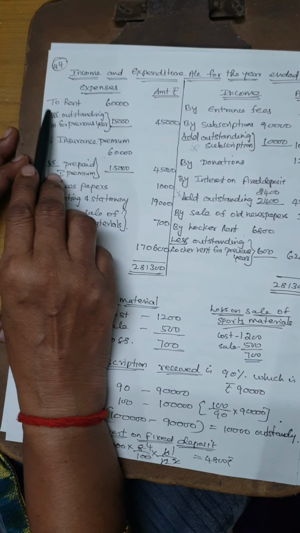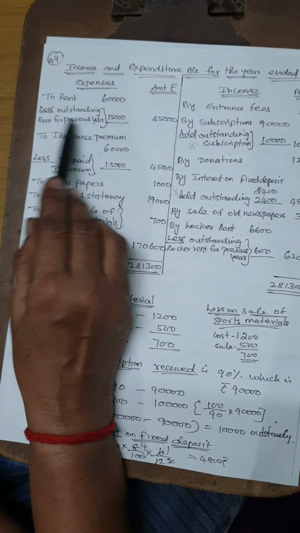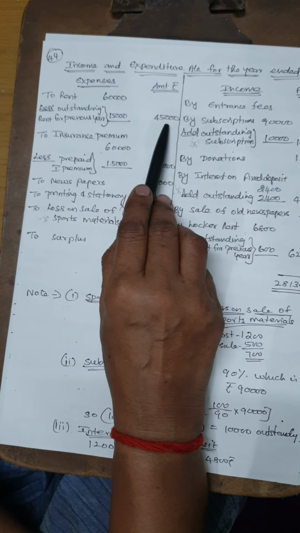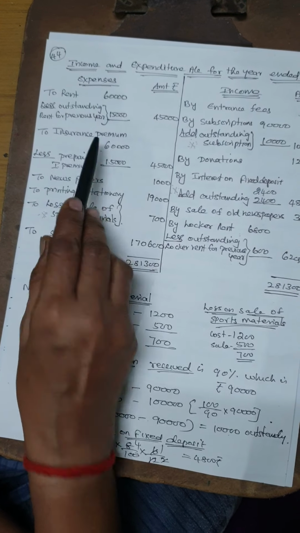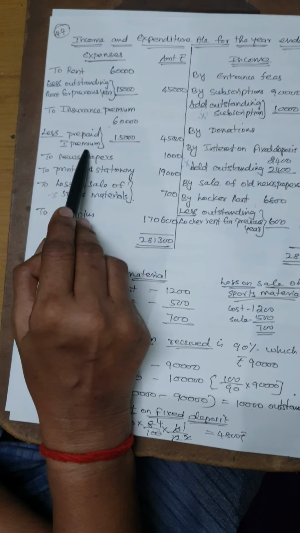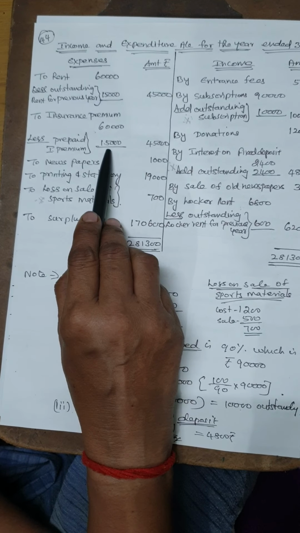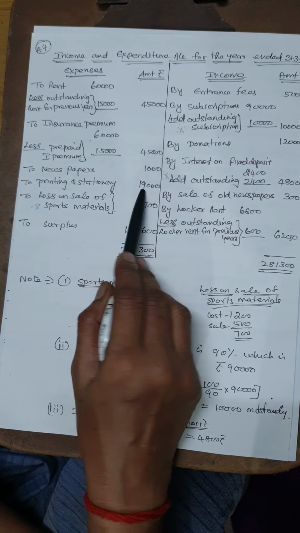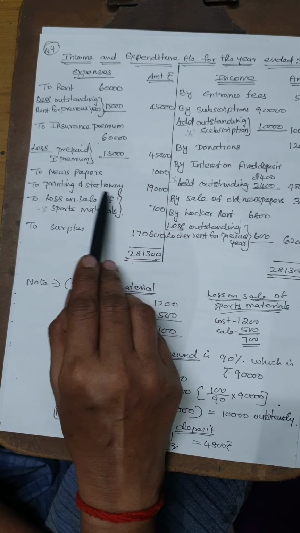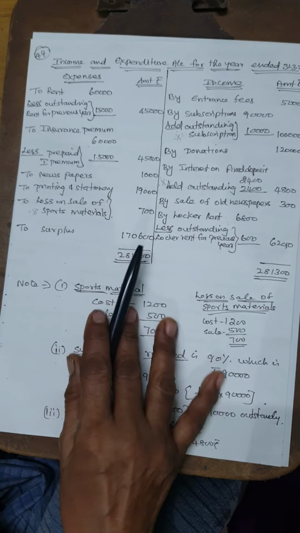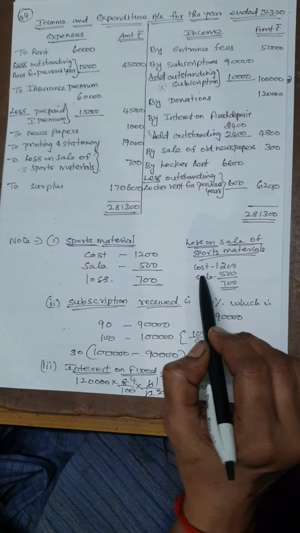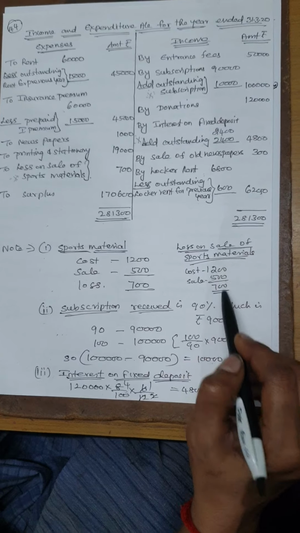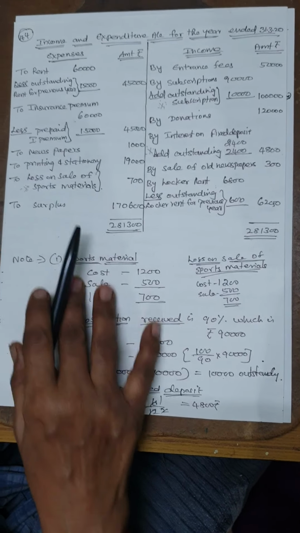So on the expense side, to rent 60,000, outstanding rent of the previous year given in the adjustment 15,000, so it's deducted, so 45,000. To insurance premium 60,000, less prepaid insurance because this is related to next year, so 15,000 is deducted, so 45,000. To newspaper 1,000, printing and stationery 19,000. Here also printing and stationery is treated as an expense. Loss on sale of sports material 700. Here the calculation is cost of sports materials 1,200 given in the question. Sale value 500. So the difference is 700. That loss is taken into consideration here.